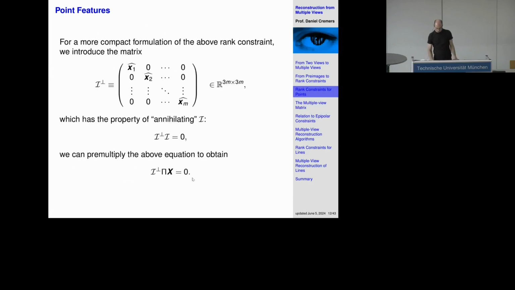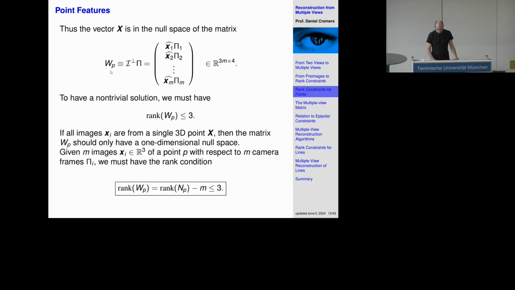And so it means we have a matrix I bottom times pi that has a vector x in its null space. And since that is the vector encoding the 3D point, it's not a null vector, so there is a non-trivial vector in the null space of this matrix. And this is what we call WP, this matrix I bottom times pi. Since I bottom has on the diagonal these xi hats and pi has the pi i's, we have xi hat times pi i stacked into this matrix here. And what dimension does it have? Again, you'll see we always compute these matrices and then we look at the dimensions they have. It's a 3m by 4 matrix.